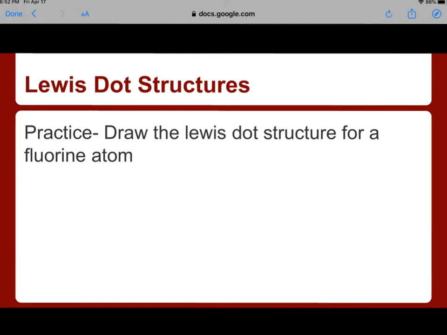All right, so now practice for you. Please, in the notes that you're following along, try to draw the Lewis dot structure for fluorine, and go ahead and pause the video and do that.